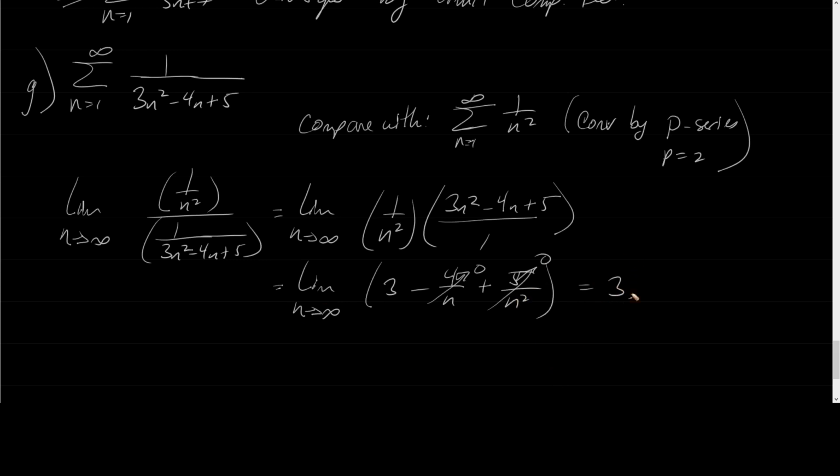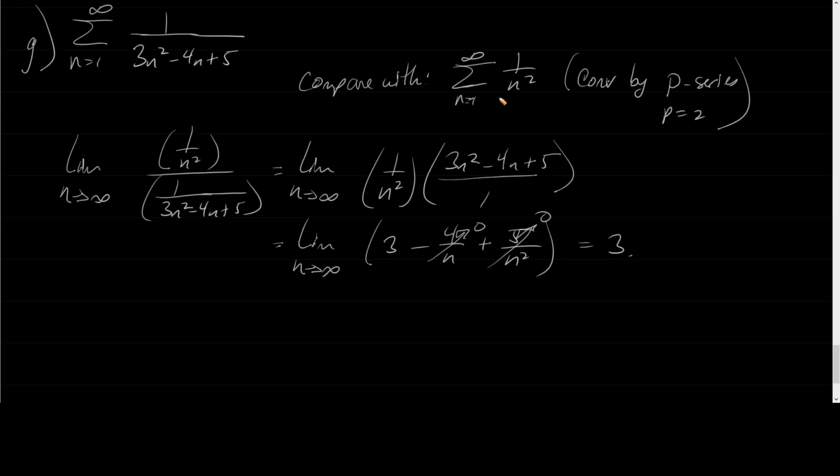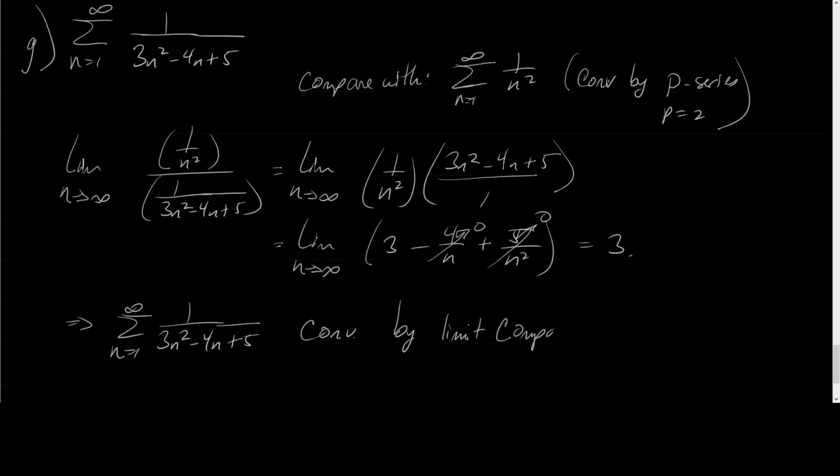So because our limit, that 3, is finite, it's also positive. Because we got a positive and finite limit, that means that both of the series that we were working with behave the same way, right? So now we can say that the series of 1 over 3n squared minus 4n plus 5 converges by limit comparison test. Limit comparison test.